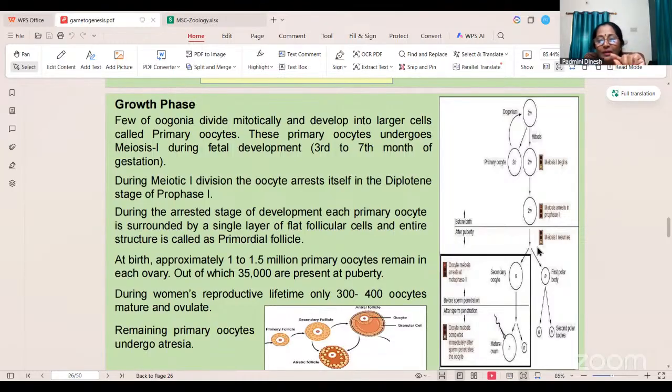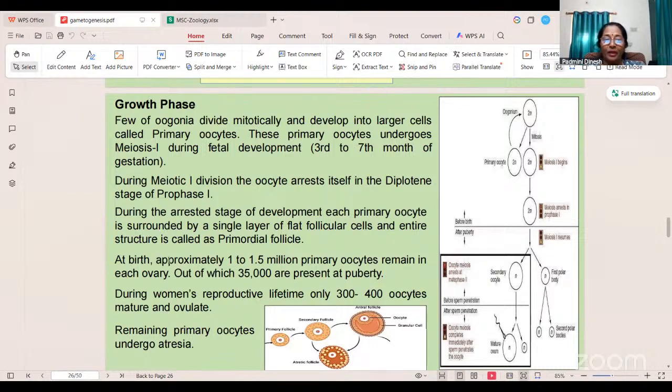Meiosis 1 resumes and completes. It goes into meiosis 2, and in meiosis 2, they get arrested at metaphase 2. So at metaphase 2, it has been arrested. Complete meiosis has not occurred. The completion of meiosis 2 occurs only when the egg is fertilized. Otherwise, it stays as such in the metaphase 2 stage.